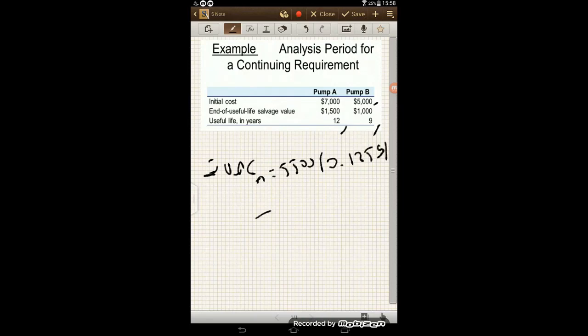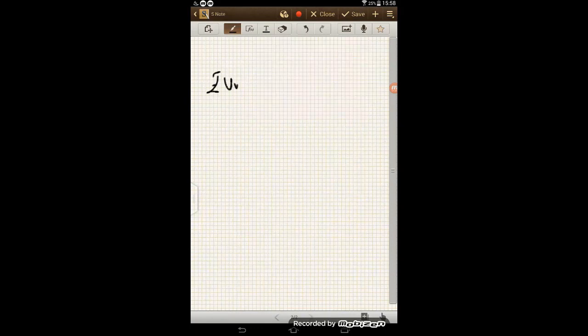Then we are going to add 1,500, where I is 7%, 0.07. Okay, so it's going to be the same thing, $797 for the equivalent uniform annual cost. For B, it's just going to change a little bit.